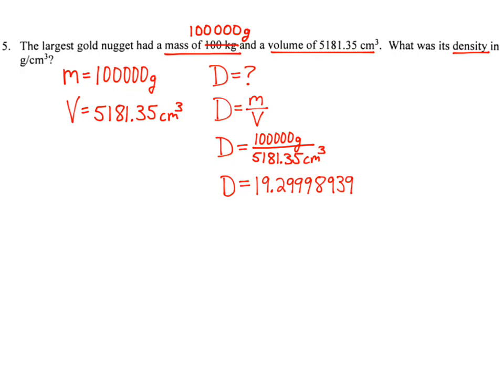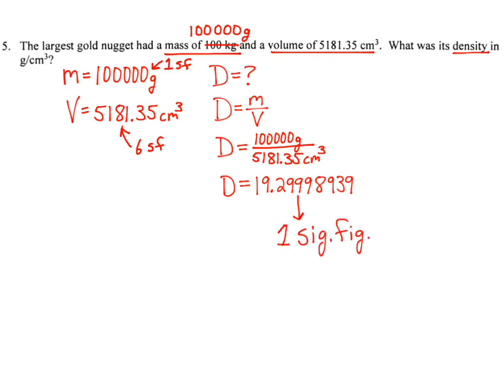If we look at the data that we're given, we see with mass we have 100,000 grams. That actually only has one significant figure there. And in our volume we have 5181.35 cubic centimeters. That right there is actually 6 significant figures, but because of the rules regarding significant figures, we have to have the equivalent number of significant figures as our measurement with the fewest, which is only 1. So we have to have an answer with 1 sig fig.